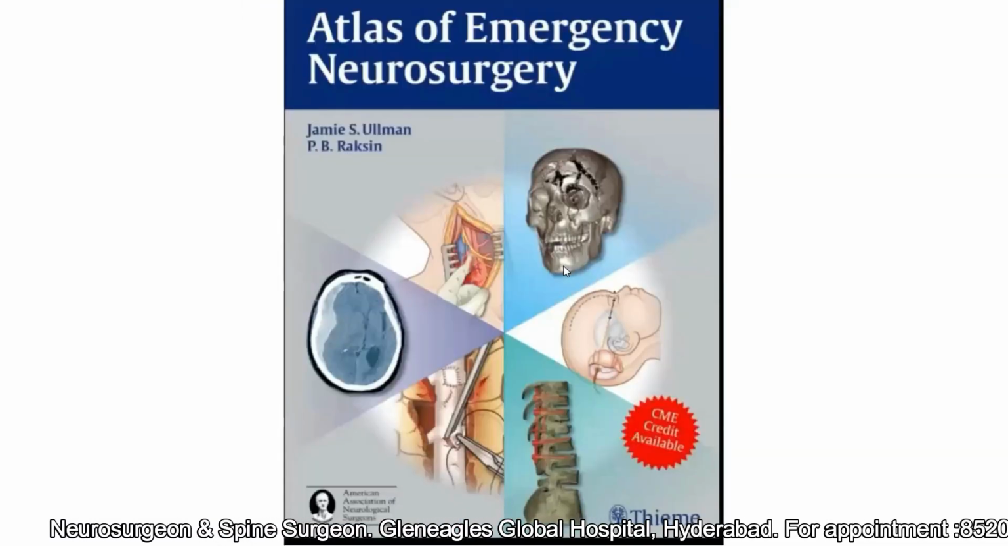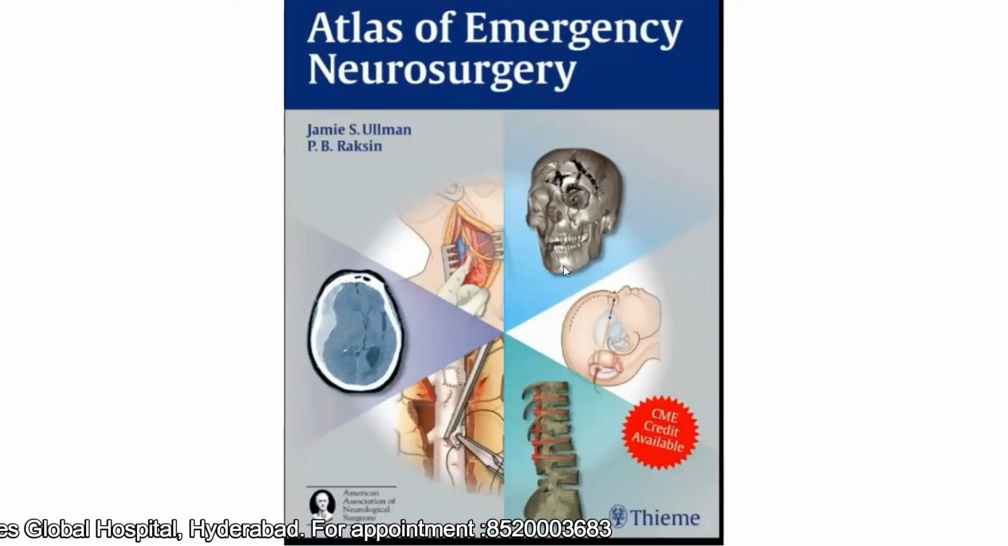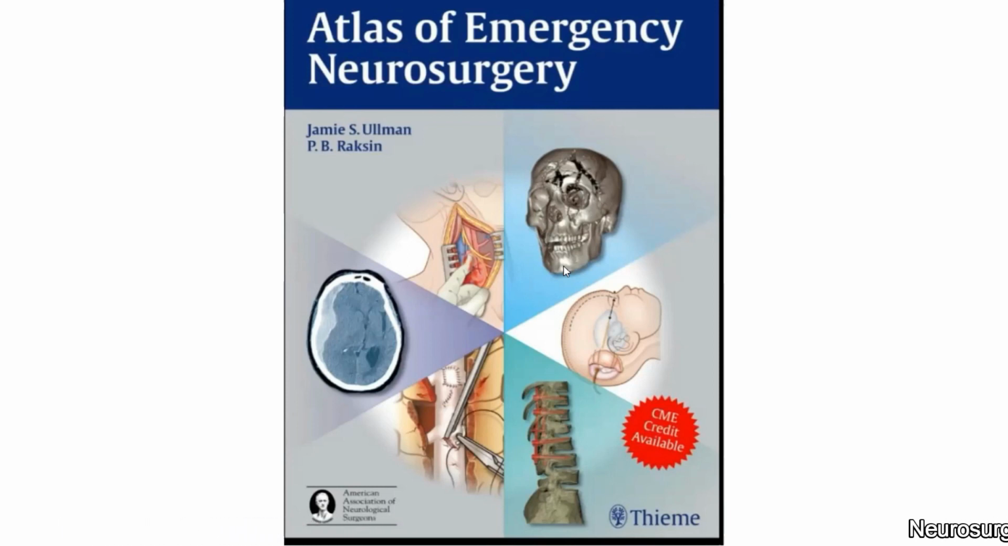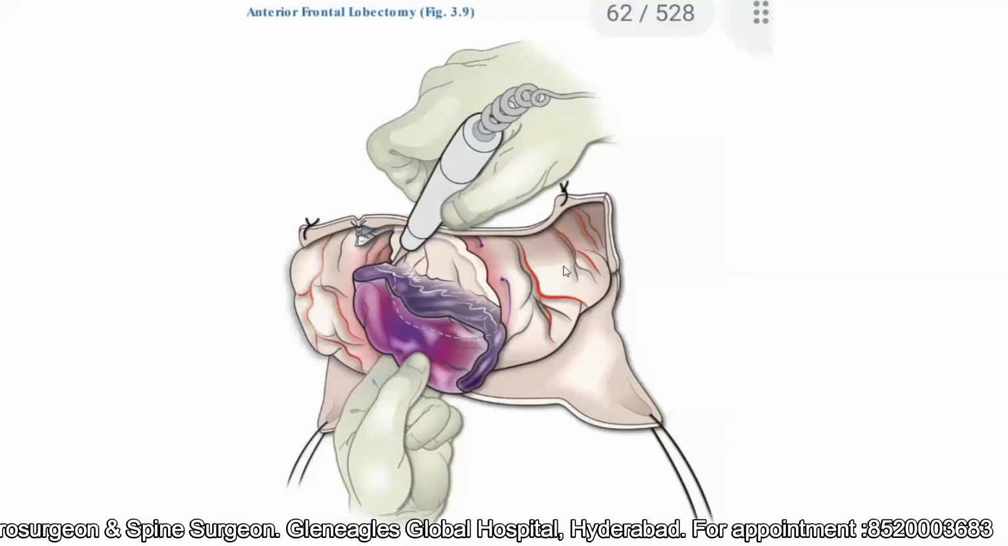If you have any other doubts, all my chapters, all my explanations are from this particular book, The Atlas of Emergency Neurosurgery by Dr. Jamie Ullman and Dr. Raksin. So if you have any other doubts, you can refer back to the book. And so this concludes my session.